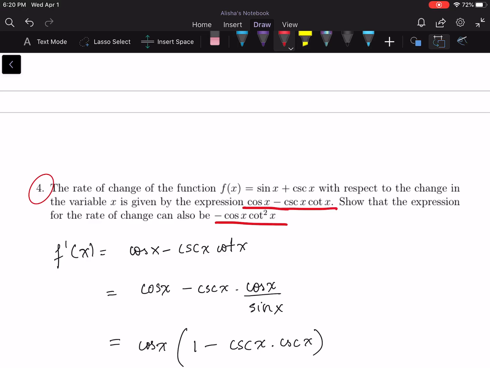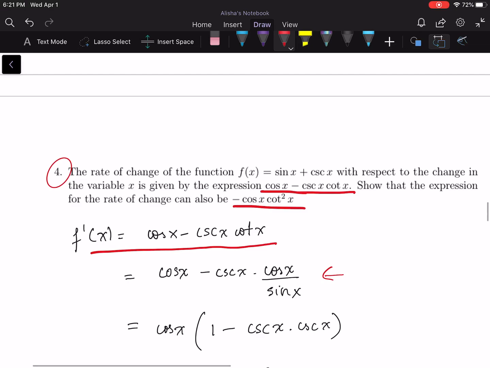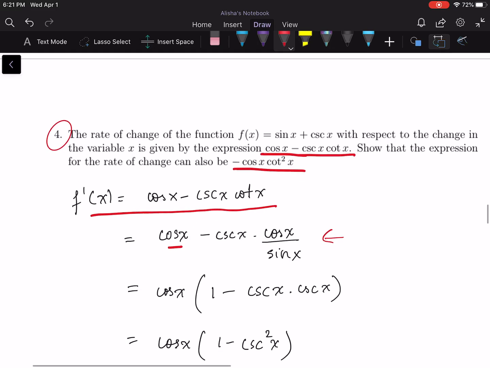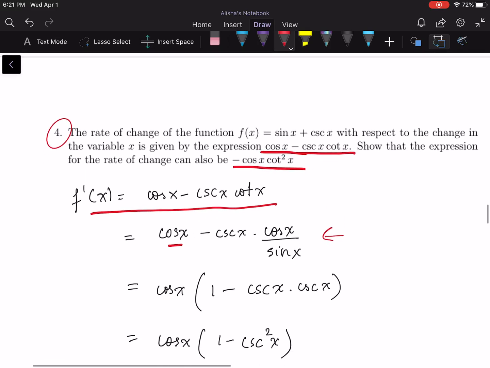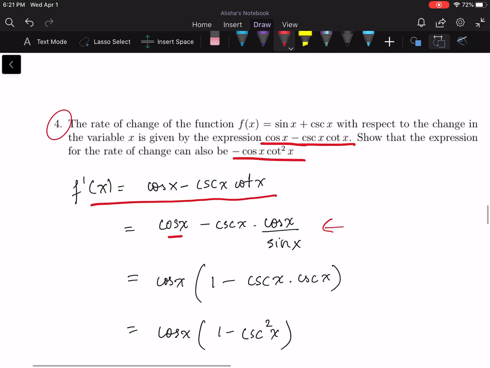So I start by writing down what's given in the question, and then a standard strategy is to rewrite things in terms of sines and cosines, which is what I do in the next line. And at that point, you will see that we have a cosine common that we can factor out. And once I factored that out, I'm left with 1 minus cosecant times cosecant, right? Because 1 over sine is just cosecant. And then that's 1 minus cosecant square.